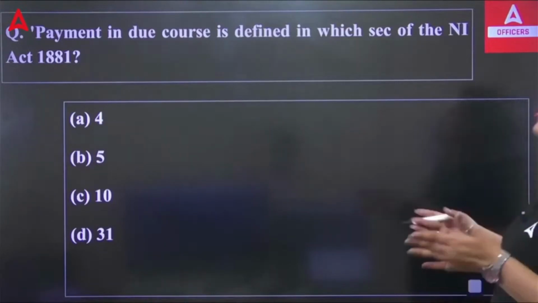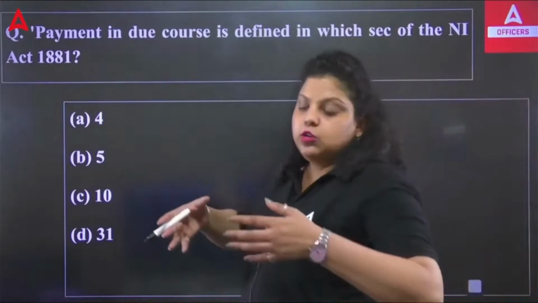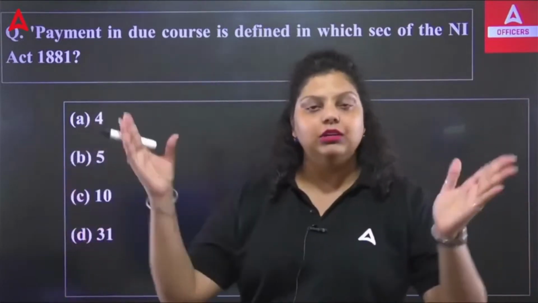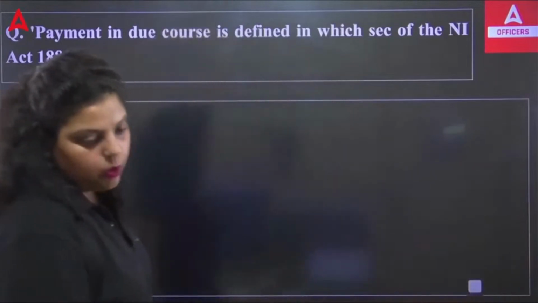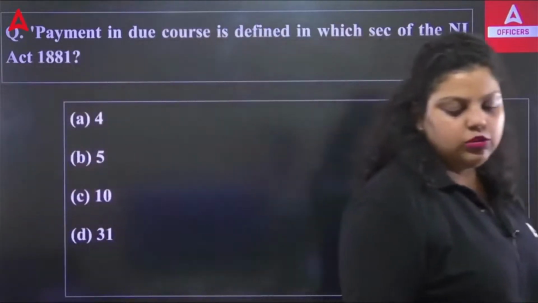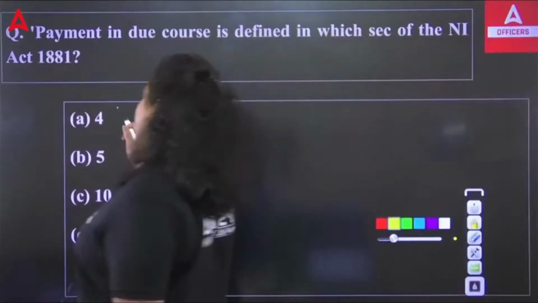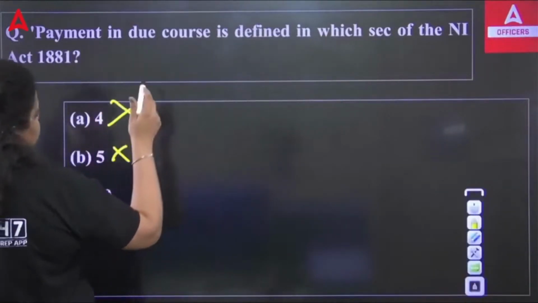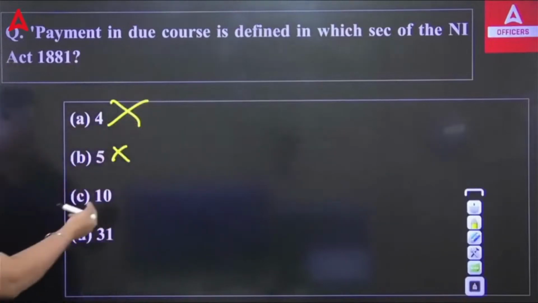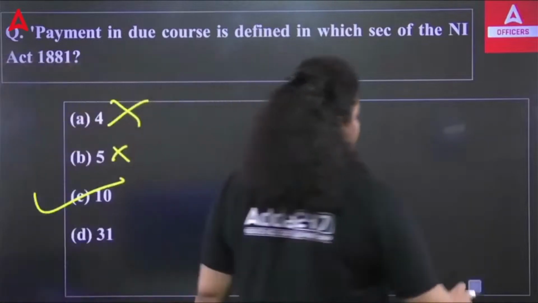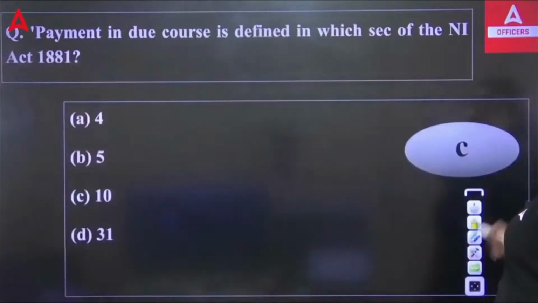Like I have told you, a check has a validity of 3 months. So, when you are making the payment of a document within its apparent tenure, that is the payment in due course. That will be known as your payment in due course. It cannot be option 4 or 5 because we have said promissory note and bill of exchange are there. It can be C or D only. So, the right answer is C. Section 10 talks about the payment in due course.